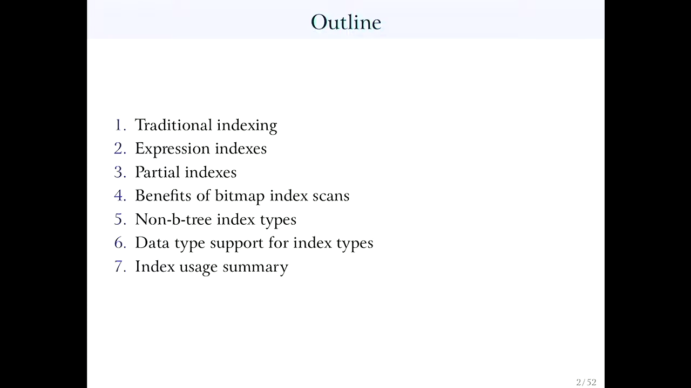Then, when we get into item 5, we start to talk about where the wheels come off: non-B-tree indexing types. We'll talk about what those types are, give them names, explain a little bit about their structure. Then we're going to explain how they support indexing, particularly for specific data types, and then finally give you a summary.